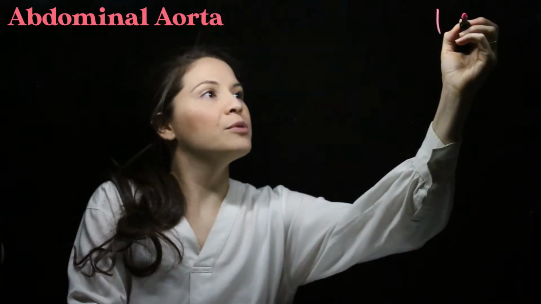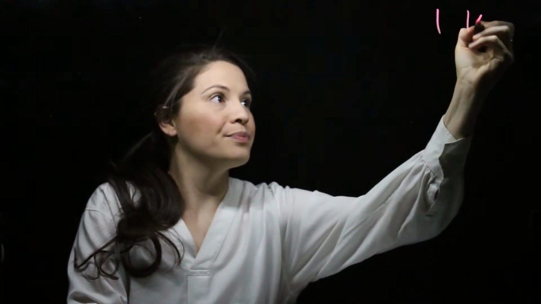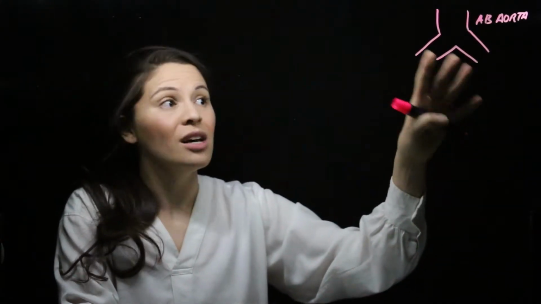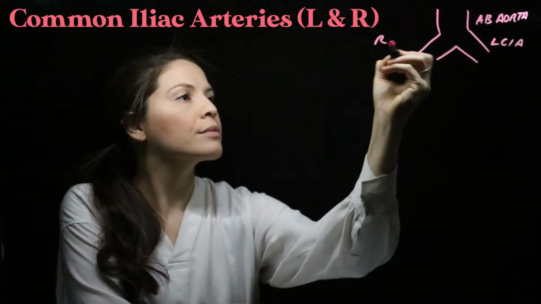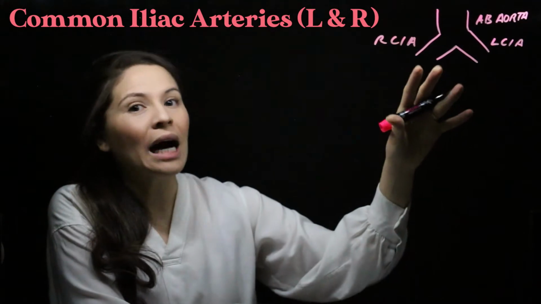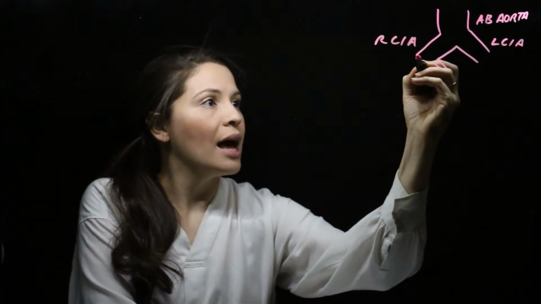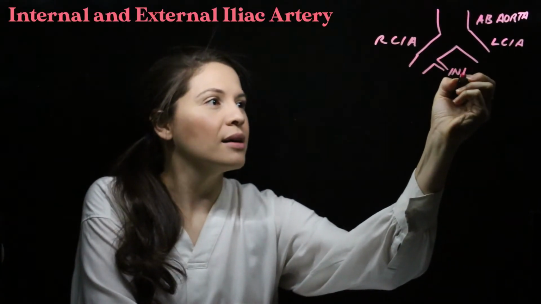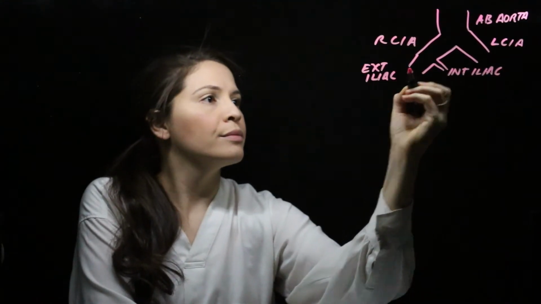Okay, let's start with the abdominal aorta. So the abdominal aorta is going to bifurcate when we get down to the pelvis. As it bifurcates, the name changes to the left and right common iliac arteries. So the common iliac arteries will then bifurcate again, and we have the internal iliacs, and it continues on as the external iliac. So internal iliac here, and the external iliac here.